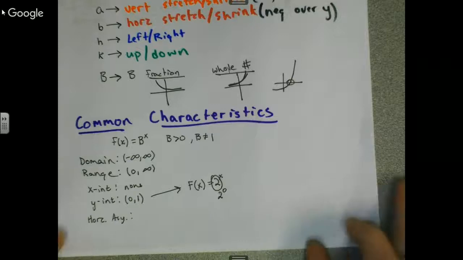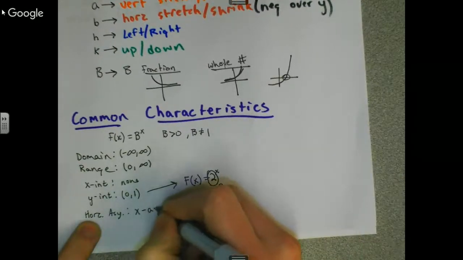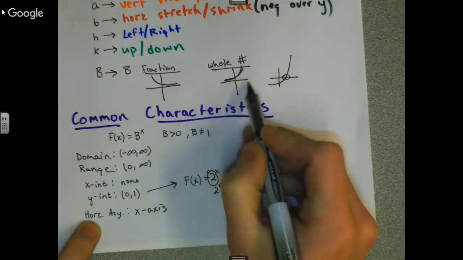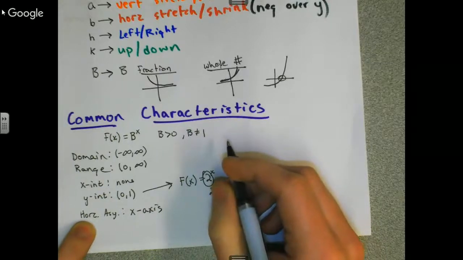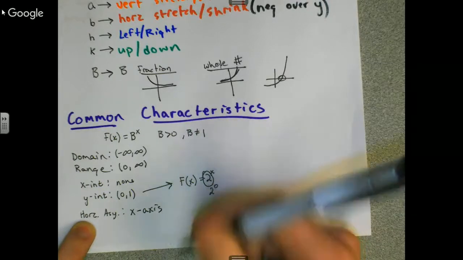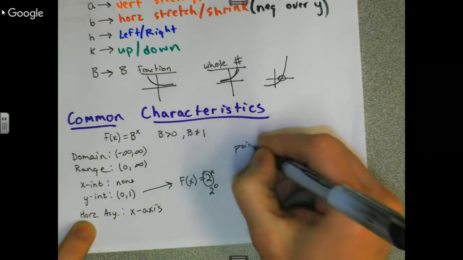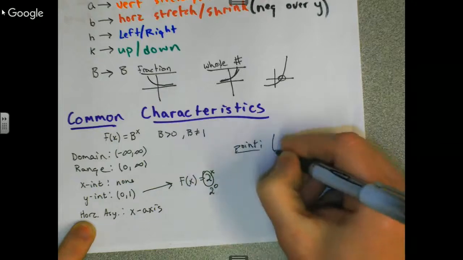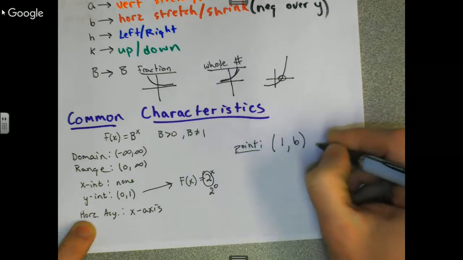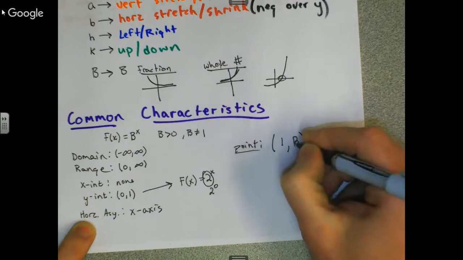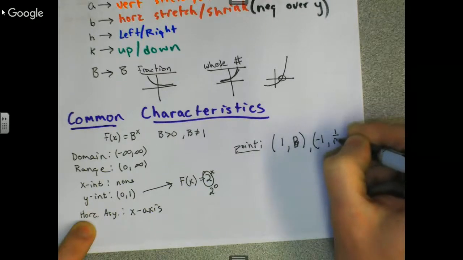Okay, horizontal asymptote is the x-axis. Right here, that's the x-axis. It will come close to it, but never touch it. Another point that the curve will pass through is (1, B). That's a capital B. And (-1, 1/B).